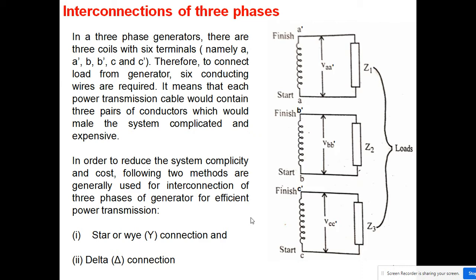To reduce the system complexity and cost, the following two methods are generally used for interconnecting the phases of the generator for efficient power transfer or transmission. One is the star connection and another is the delta connection. The star connection is also called the Y connection because the shape becomes just like the capital Y.